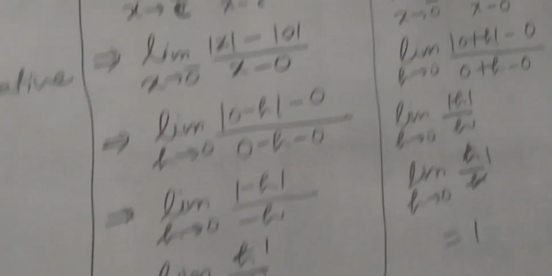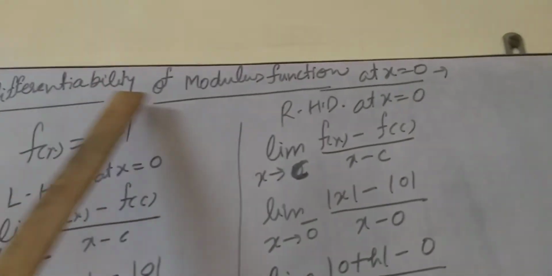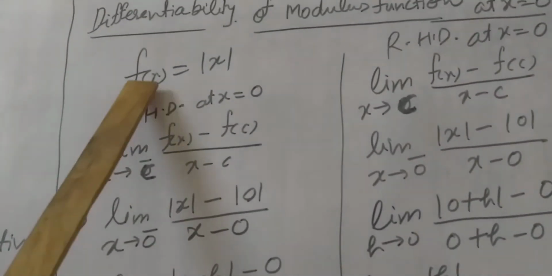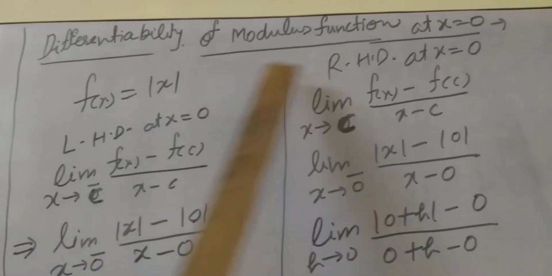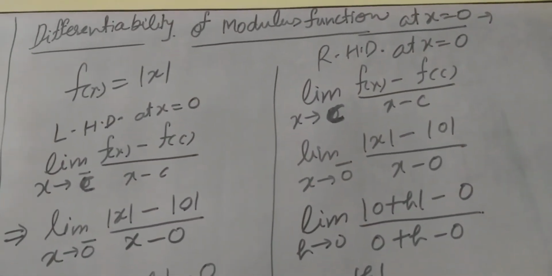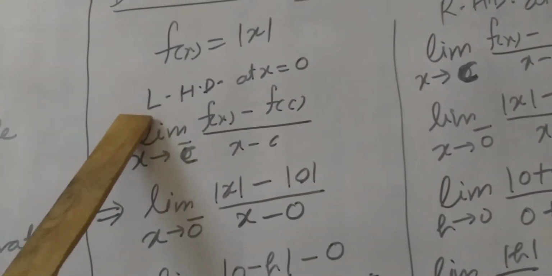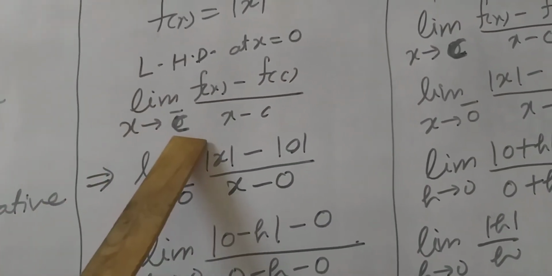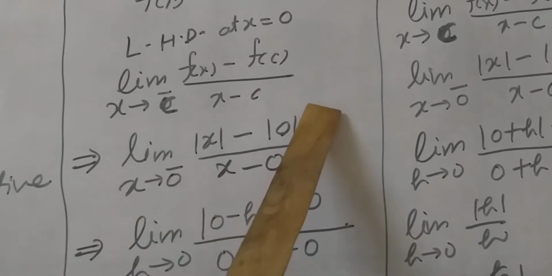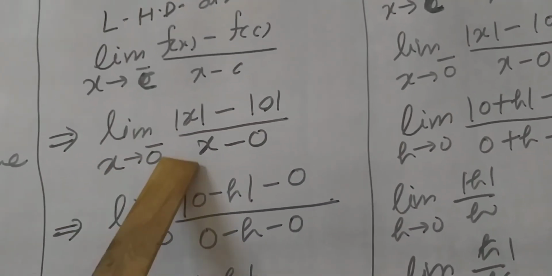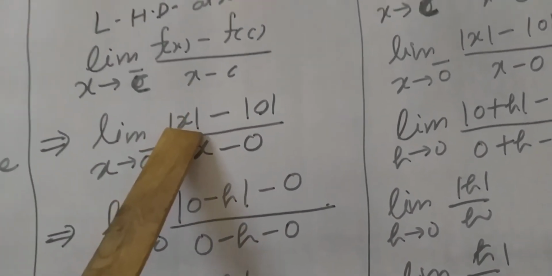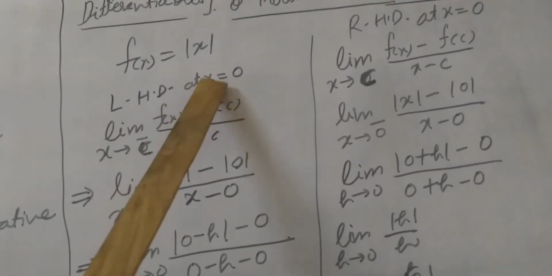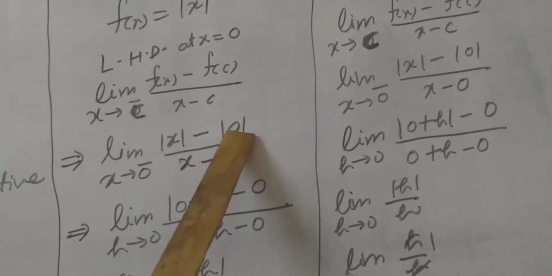Let us take one example students. Differentiability of the modulus function we have to check at x equal to 0. So this is the modulus function. The point is given, x tends to 0. So let us find out first the LHD at x equal to 0. Limit x tends to c minus of (f(x) minus f(c)) upon (x minus c). So limit x tends to 0, mod of x, f(x) value, minus f(c), c value is 0, minus mod of 0, upon x minus 0.